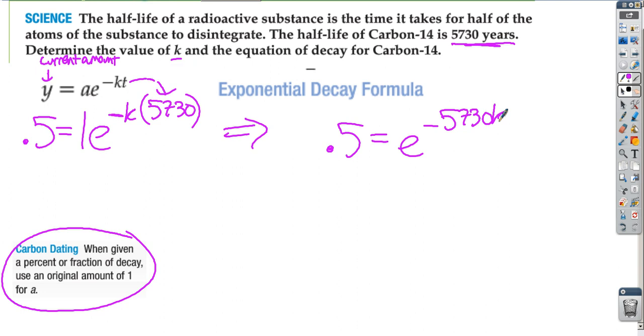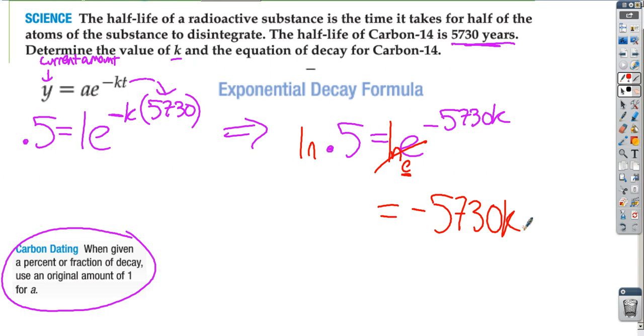5,730 times k. How do we get the k to come down? We would take the log of both sides. And what log should we take? We should take the natural log, because we're raising e to a power. So what power do I have to raise e to get e raised to that power? I have to raise negative 5730k to that. Okay, equals the natural log of 0.5.